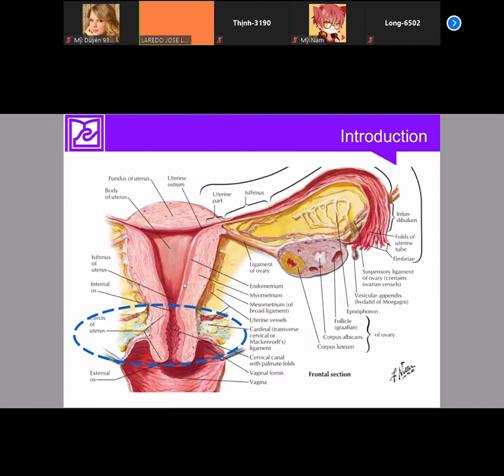So look, this is a picture from the Netter Atlas of Anatomy. In my opinion, one of the best atlases of anatomy. And this is the uterus in women. This part of the uterus is the cervix. The cancer appears here in the cervix.